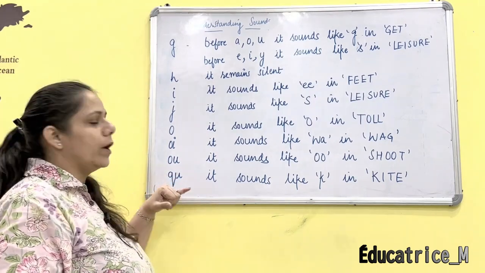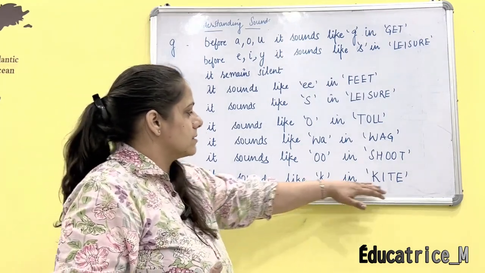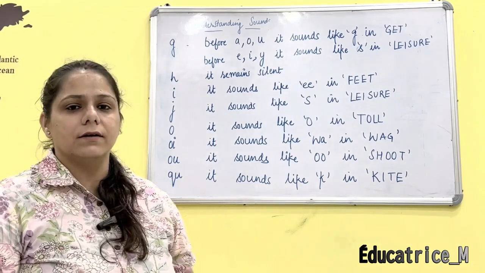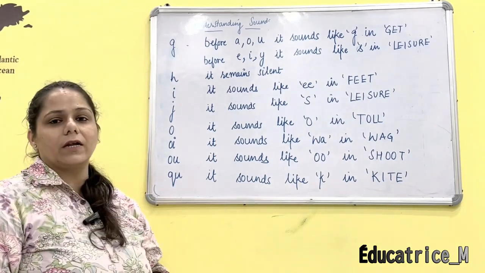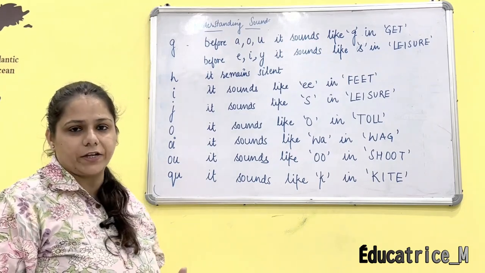After that, when Q and U come together, it sounds like the K in the word kite. So it is K. This QU is not like Q, it's K. It becomes K in French.